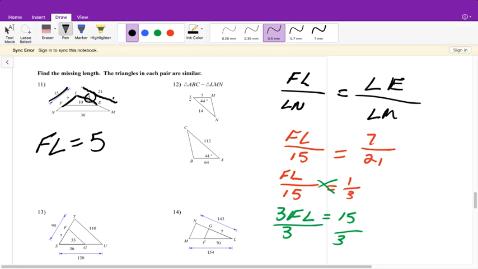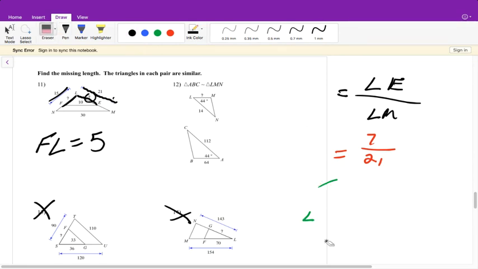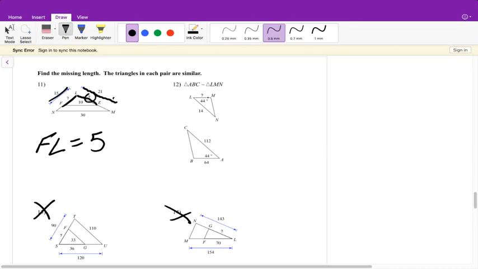All right, I'm not going to do 13 or 14 because it is the exact same thing that we just did here. So if you need help for 13 or 14, please just rewatch number 11. All right, now let's go ahead and do number 12. All right, so I'm asked to solve for LM.